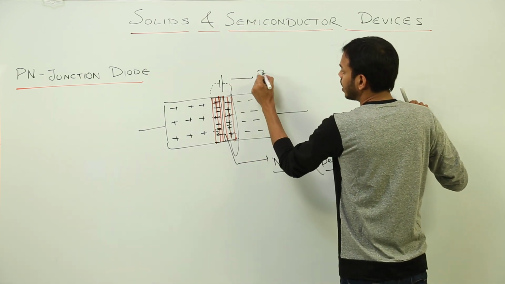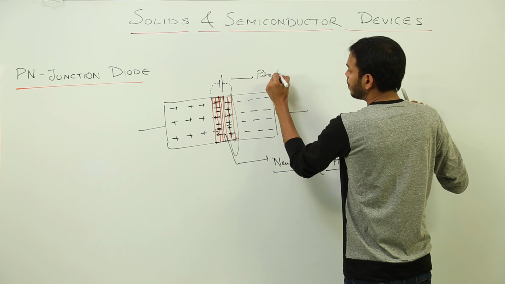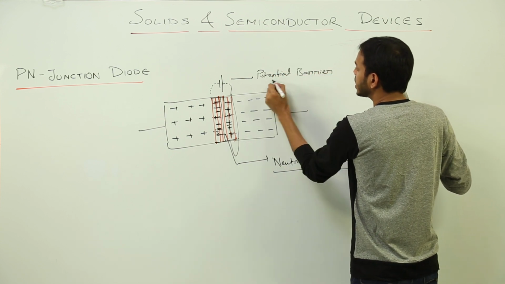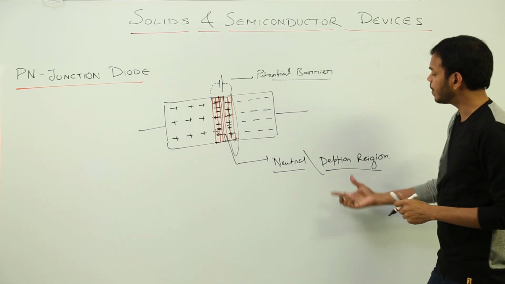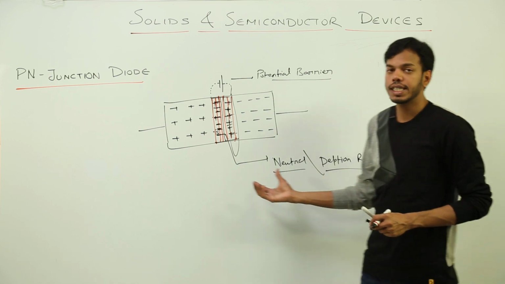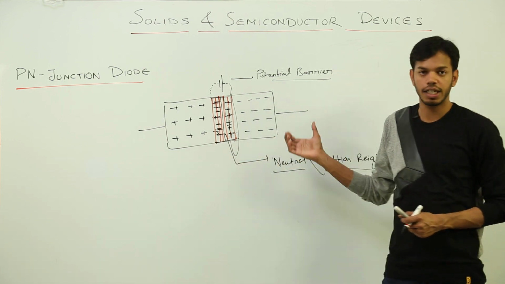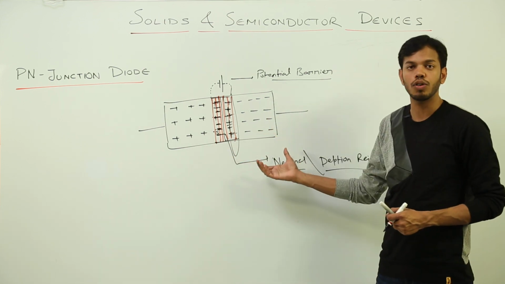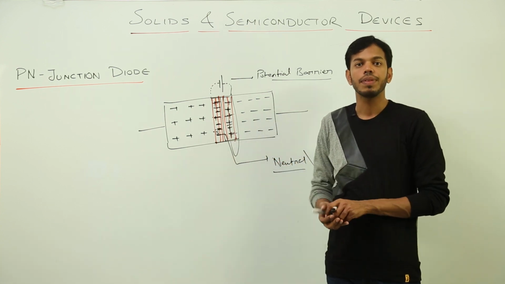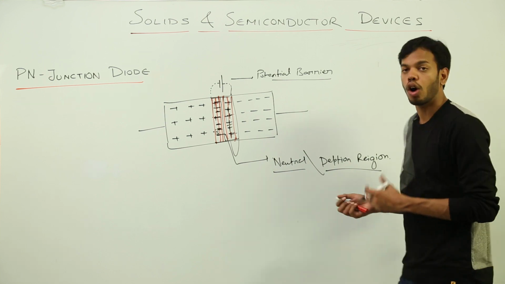So called as potential barrier. I've seen this question a lot of times in the exam: what is the difference between depletion region and potential barrier? Depletion region is the starting state of potential barrier. That means when a p-n junction diode is made into existence, the charge gets neutralized in the midway and they create potential barrier region or neutral region.